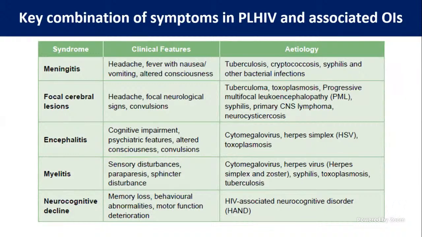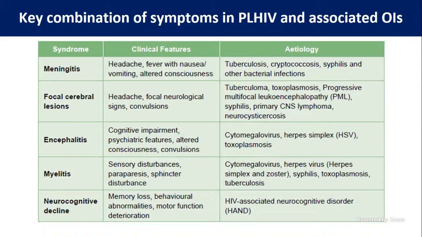Then patients can present with an encephalitic-like picture where there is cortical involvement, cognitive impairment, psychiatric manifestations, altered sensorium, and seizures. So the presence of seizures indicates encephalitis to a large extent. CMV, HSV, and toxoplasmosis are the important causes which present with an acute encephalitic kind of picture.